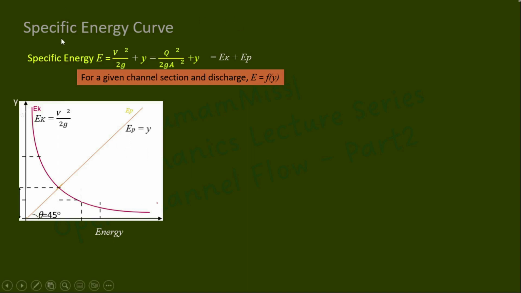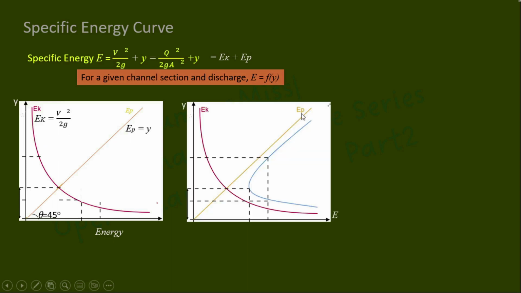But specific energy E equals Ek plus Ep. If you add the values of Ek and Ep for the corresponding value of Y, then the resulting curve is represented in blue color. This curve, E equal to Ep plus Ek, which is equal to Y plus V square by 2g, is indicated by the notation ACB. This curve ACB represents the variation of E with respect to Y, and it is called the specific energy curve.